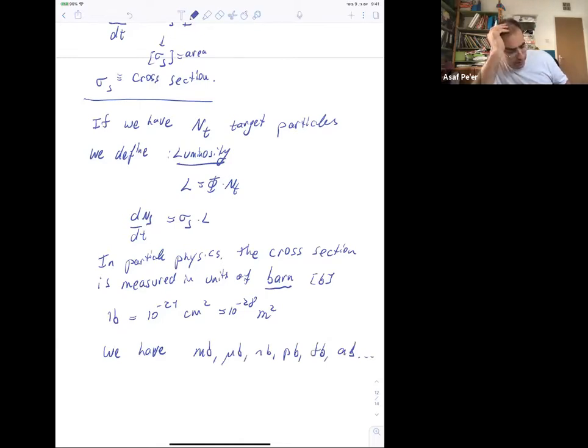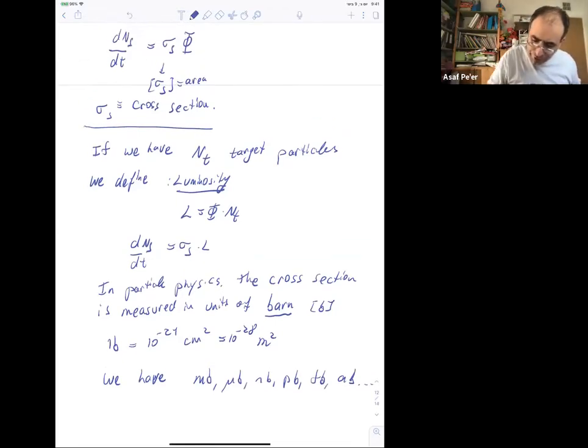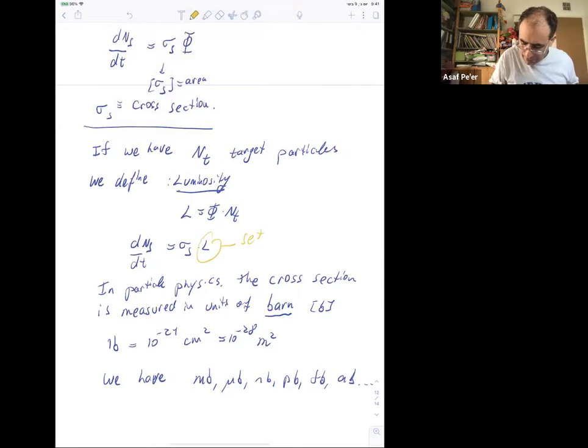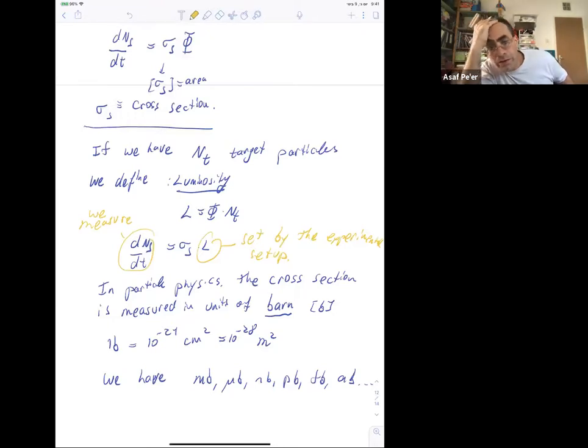Now again, I want to stress that L here is something we measure. This is set by the experimental setup. And the rate is something we measure. So we can calculate the cross section. There are two more things I want to say, but I think we are running out of time, so I can do that next week.